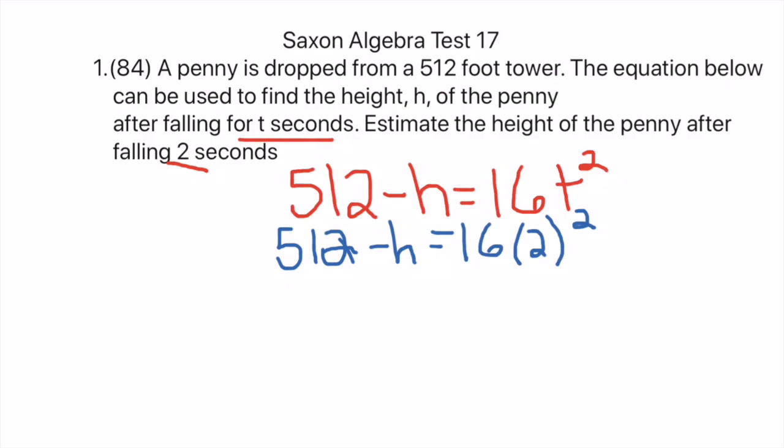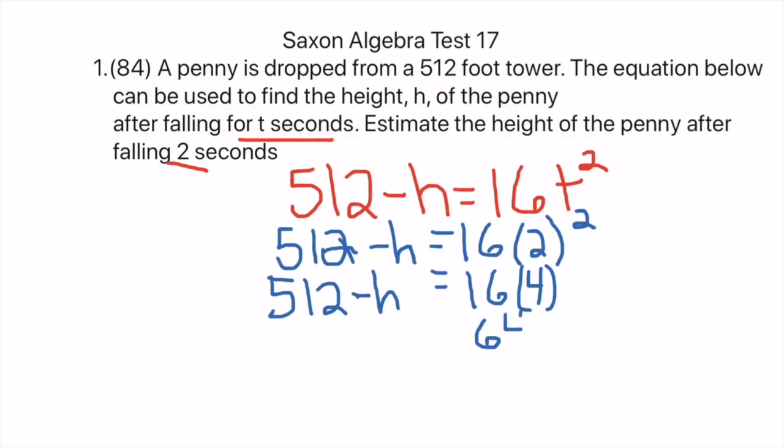So I'm going to simplify the right side first, and order of operations, we have to do exponents first. So 2 squared is 4, and 16. And then we just have the same thing over here on the left. We can't simplify that. And then on the right-hand side, we can simplify again. 16 times 4, which is 64. And again, same thing, still left on the left side.